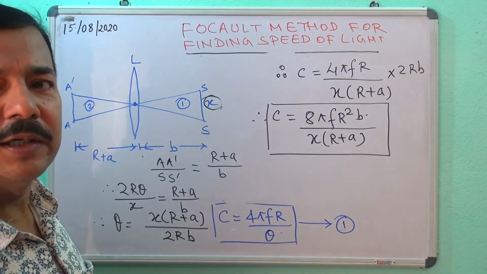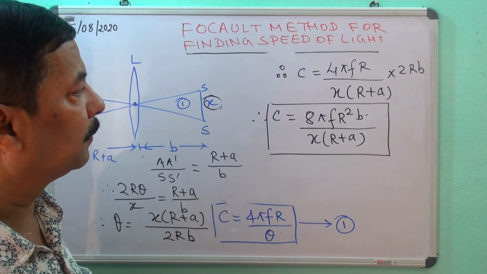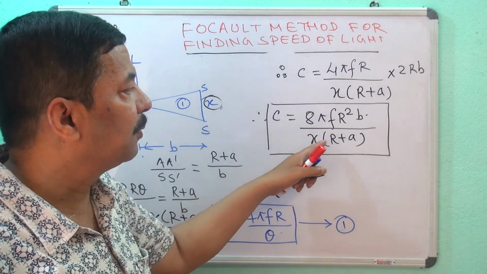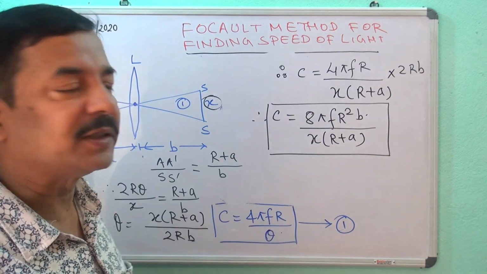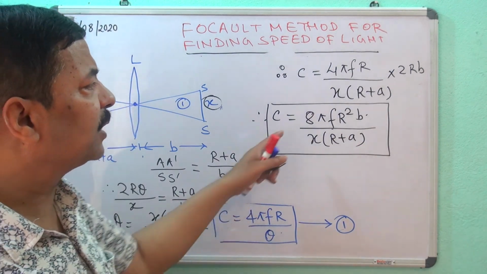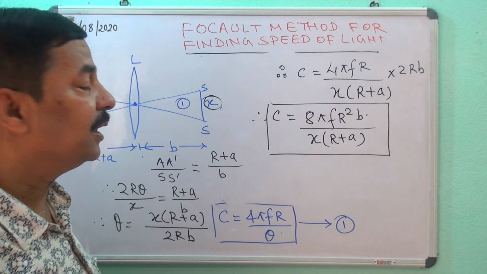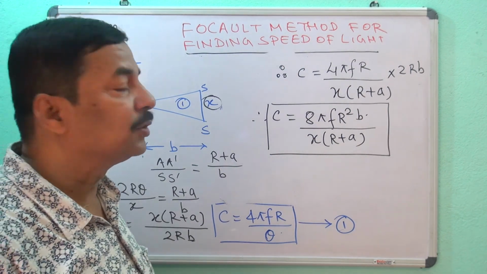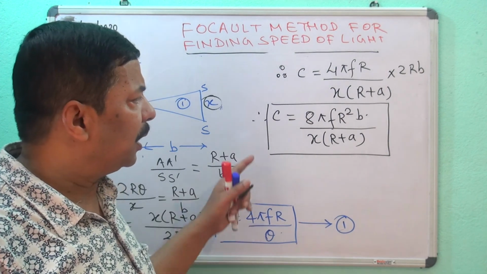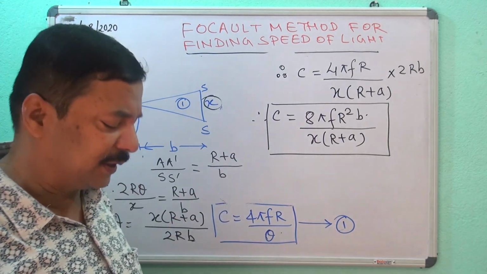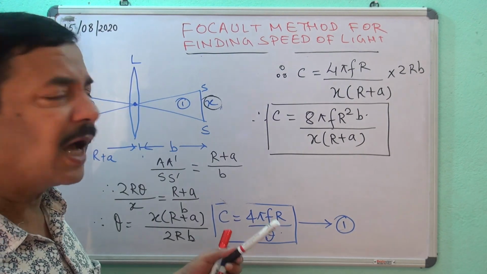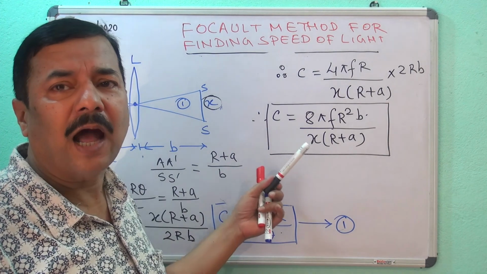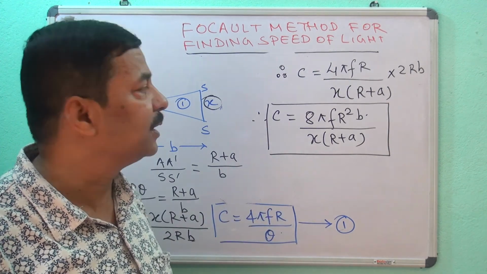Now every quantity is measurable in this equation. 8 pi is there, F we can measure, R we can measure, B we can measure, X we can measure, R and A we can measure. So in this way, using this equation, the speed of light is calculated, and we can find the speed of light using Foucault's method. Now this derivation is very important because from the examination point of view this has been asked many times. So basically you have to remember this derivation, and after 4-5 times practice you can easily find it.